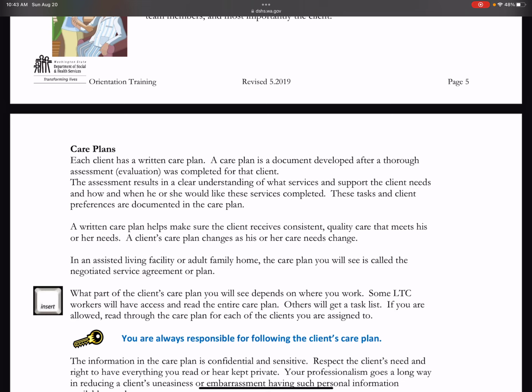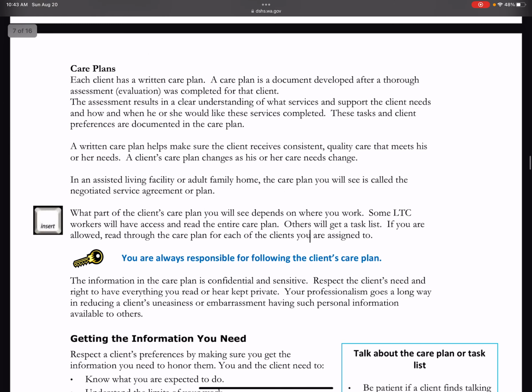If you can't find it, make sure you ask, especially if you work in a home care setting or in assisted living. Usually you have to ask. But for an adult family home, it's a negotiated care plan. It's usually in their chart, so you can ask the provider how to get it.